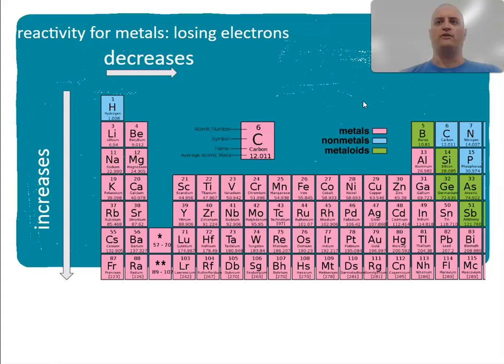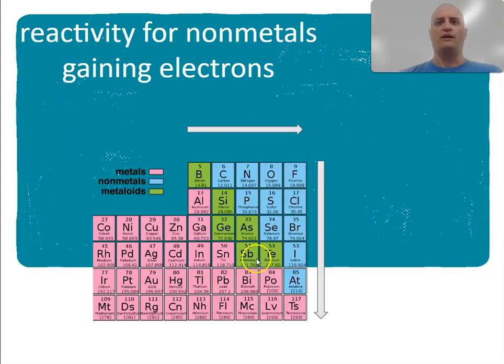Now, nonmetals are a little different. Nonmetals, we only have a very small cluster in the upper right that are reactive. Metalloids often act like nonmetals, so we can consider this little cluster all to be nonmetals. They want to gain electrons. So going across the period, they're going to increase. Why? Since the atoms are smaller, the electronegativity is higher, making it easier to get other electrons and react.